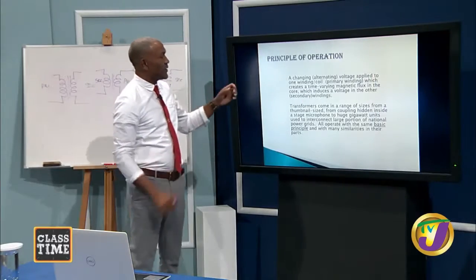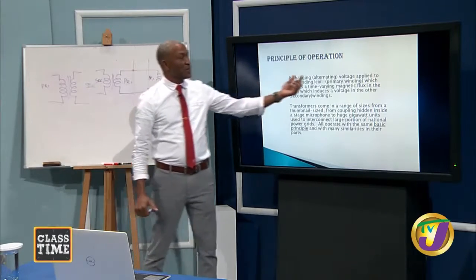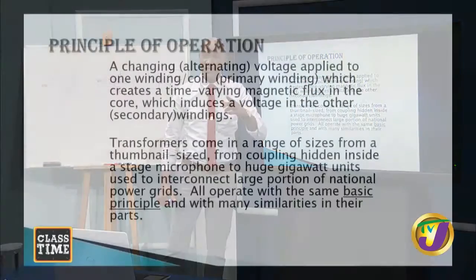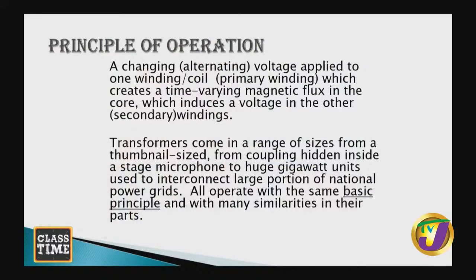A transformer operates by a changing or alternating voltage applied to one coil, or winding, which is called the primary coil, which creates a time-varying magnetic flux. Time-varying means that it requires time and it is changing, so it might go up or down, in one core, which induces a voltage into the second coil. And bear in mind, the second coil is the secondary coil.